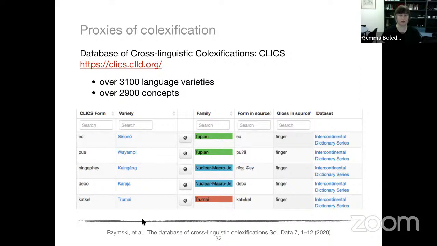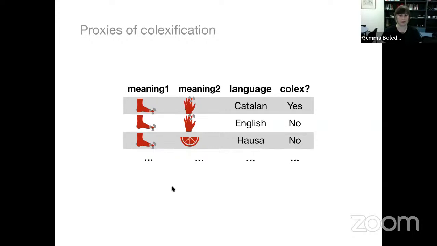So it is very straightforward to retrieve the data that we need from this database and get data points such as the one shown in the slide here, in which we have a given meaning pair and whether it colexifies or not in each of the languages. So here we have that toe and finger colexify in Catalan, do not colexify in English, and then, for instance, tree and fruit do not colexify in Hausa. And we have a ton of data points to play around with.